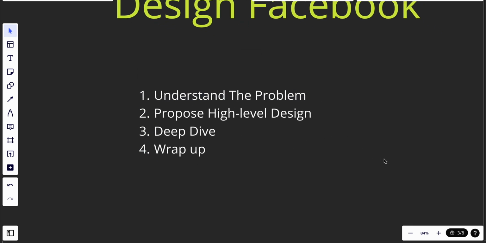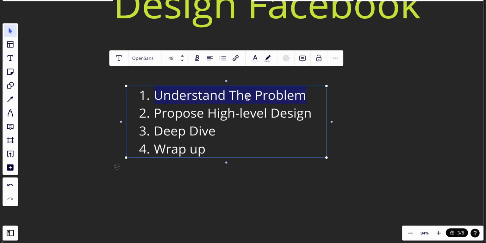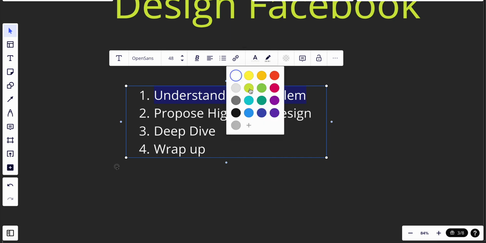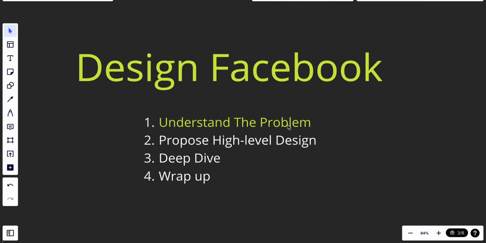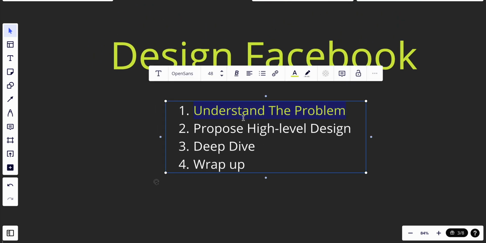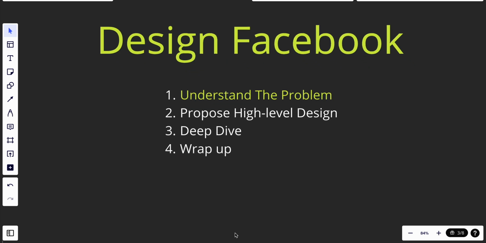We start with understanding the problem because this is the most important step. If you don't get this step right, the interview is done. You're out of the interview. With this framework, we will make sure that we are designing the right things.